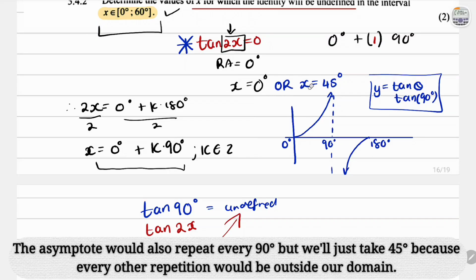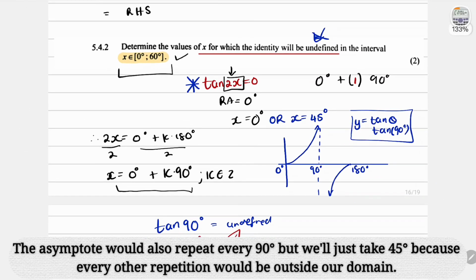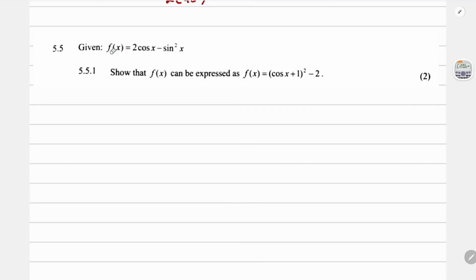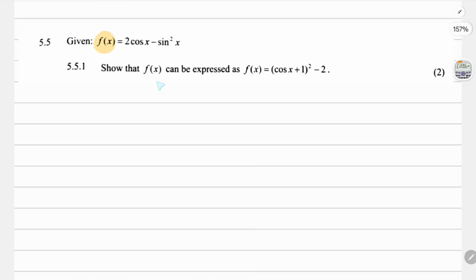X is equal to 0 or x is equal to 45 degrees. And we move on to the next question. Okay, 5.5 says, given f of x is equal to 2 cos x minus sine squared x, we need to show that f of x can be expressed as this. So in other words, you need to get this to look like that.